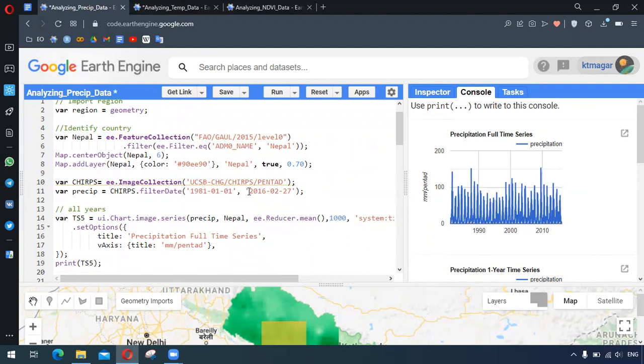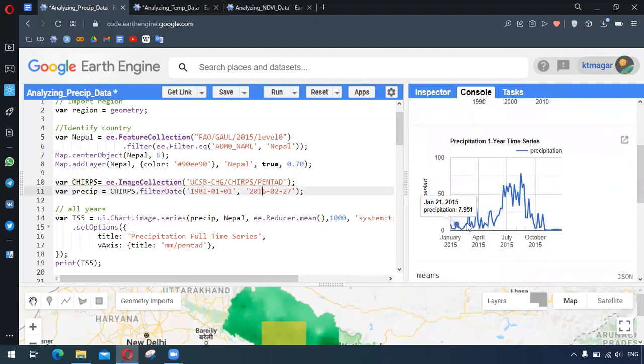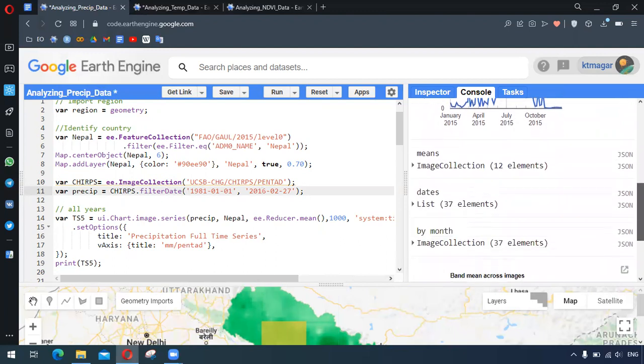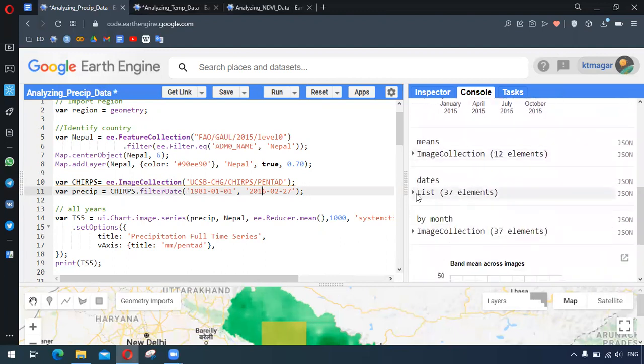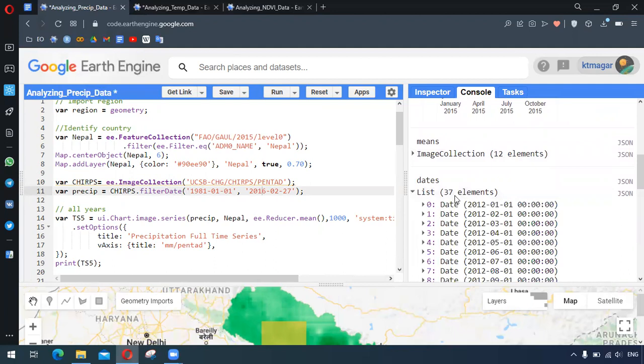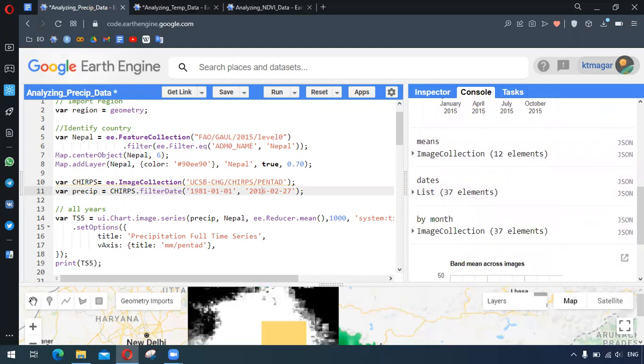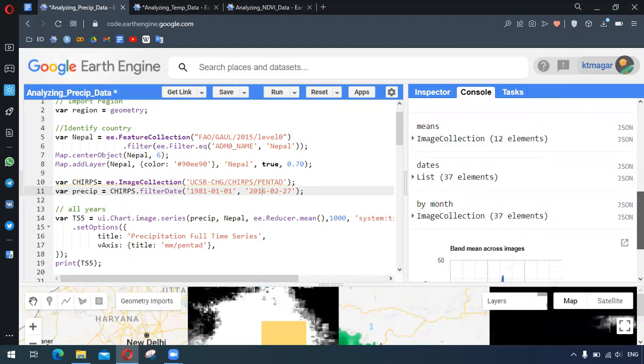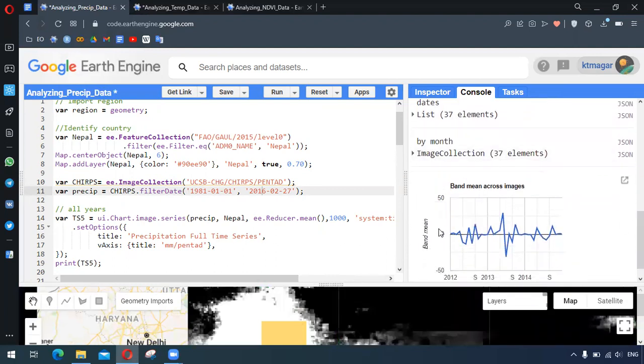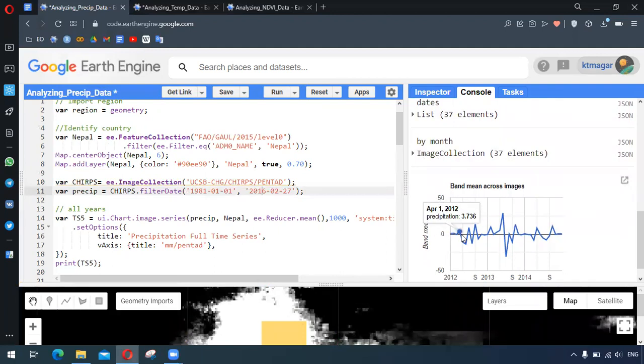I am just copying the date as it was in the guide. This here can be changed. And this one here is for the single year, starting from January to December. And here we have the means. We are selecting the dates here for the monthly images. And here we have the image collection, and this one here is the monthly means.